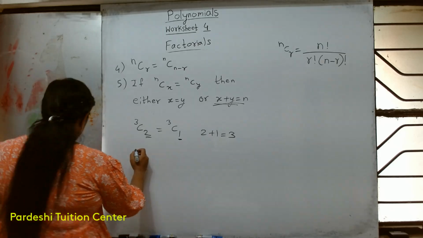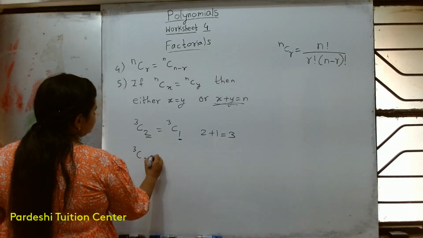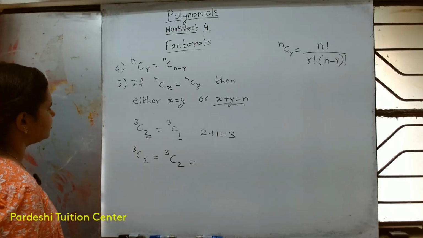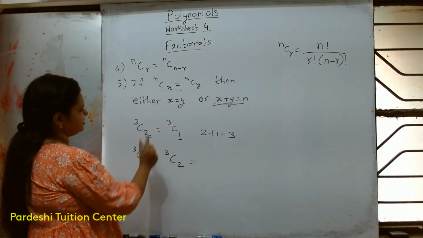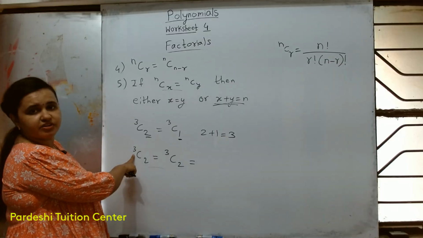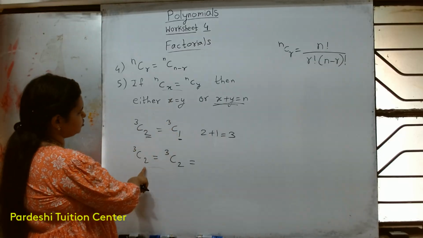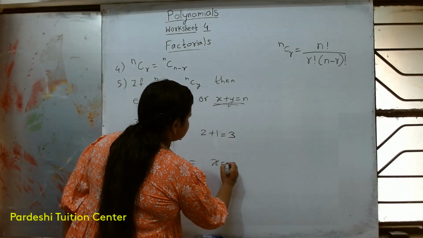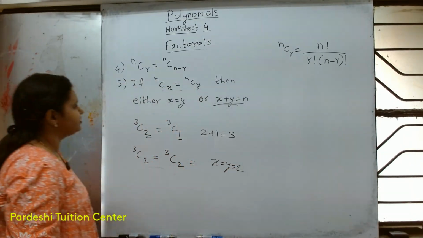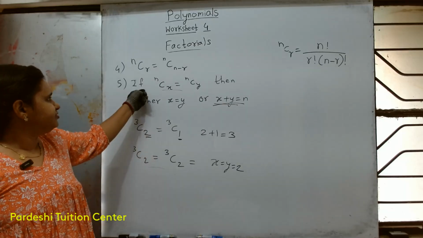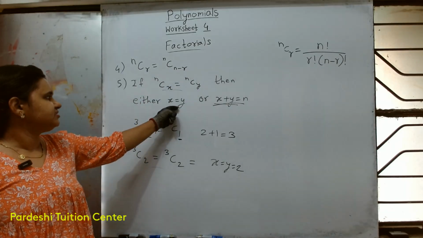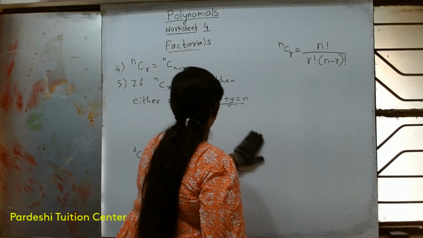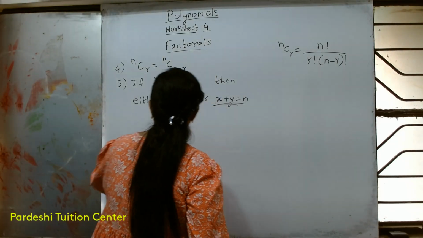Again if I take 3C2 equals 3C2, okay. Again in this equation, if I compare this and this, here n is equal to 3 and x is 2 and y is also 2. So x and y are the same, x is equal to y is equal to 2, okay. So if this condition is given, then either x is equal to y or x plus y is equal to n, okay. You can put any of the values.